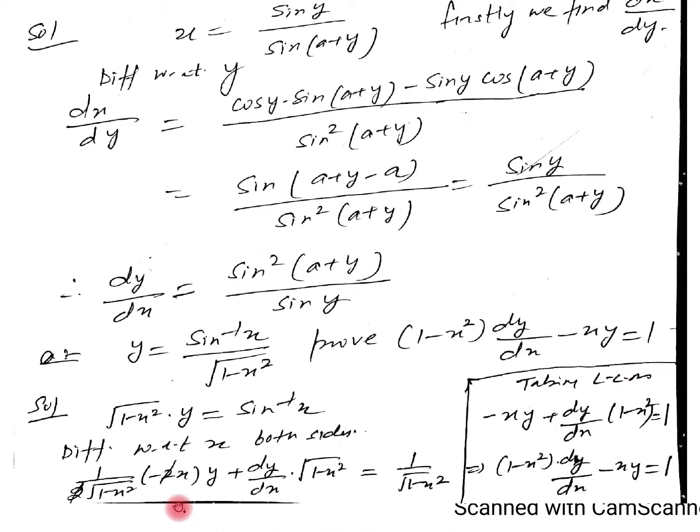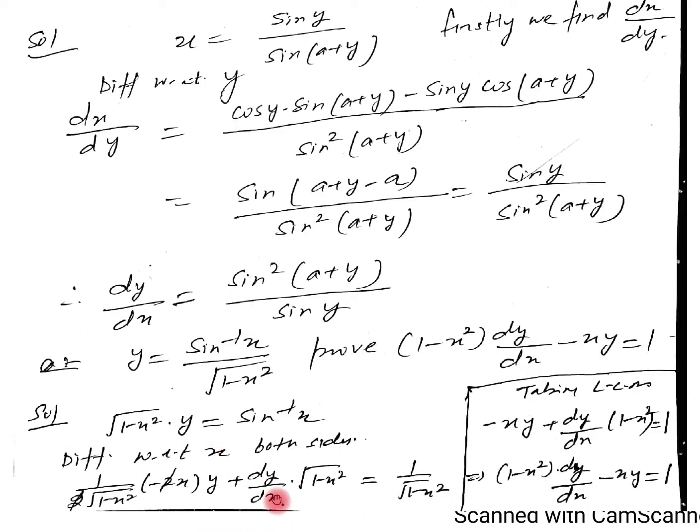Now taking LCM here, we have to simplify. Taking under root 1 minus x square as the LCM, it becomes minus xy plus dy by dx into under root 1 minus x square into under root 1 minus x square, equal to 1. Either you can say by cross multiplication or by taking the LCM under root 1 minus x square. Simplifying, you get minus xy plus dy by dx into 1 minus x square equal to 1. Therefore, it can be written as 1 minus x square dy by dx minus xy equals 1, that we have to prove.